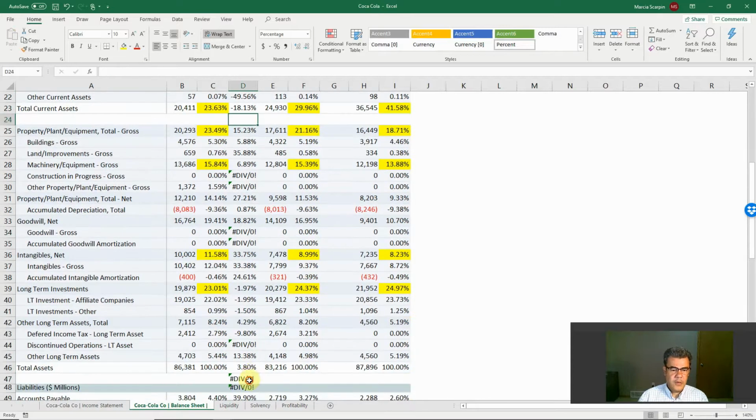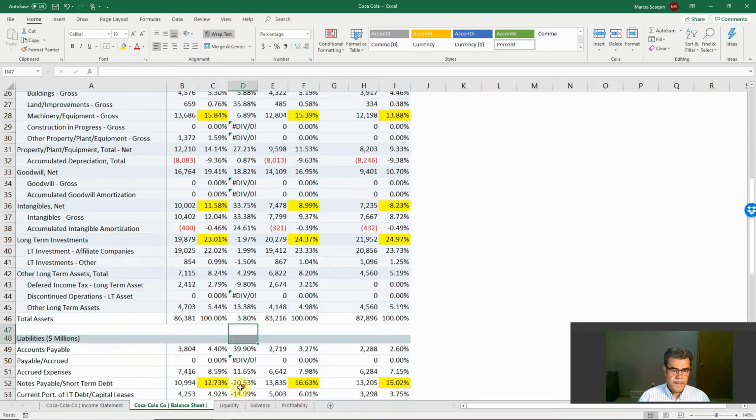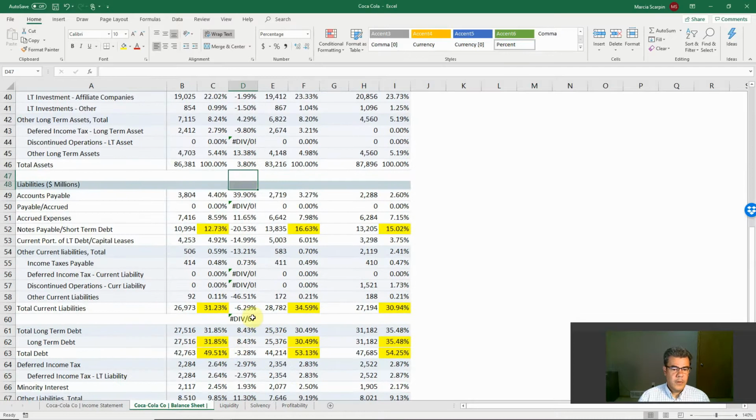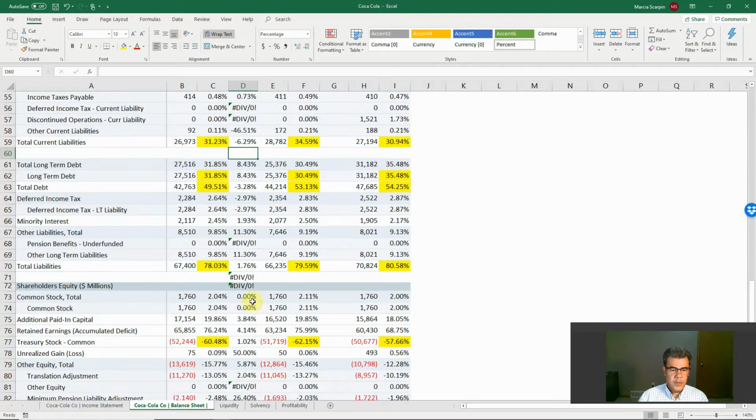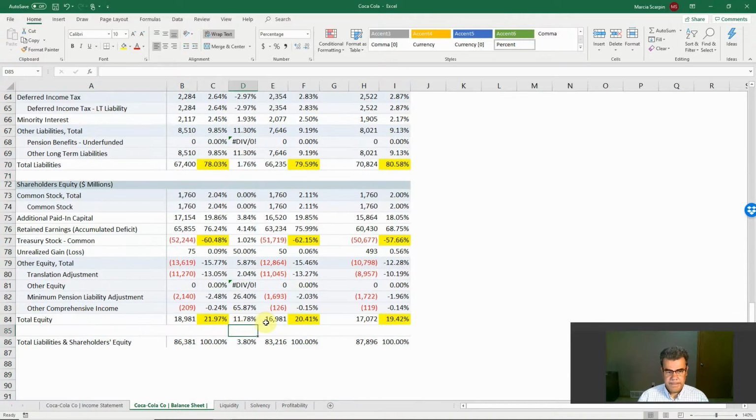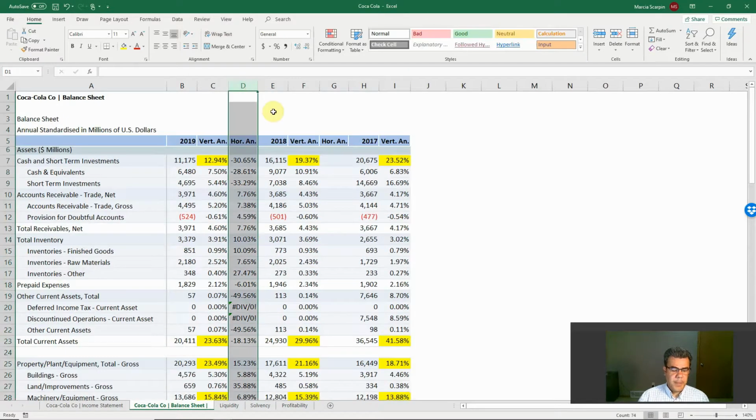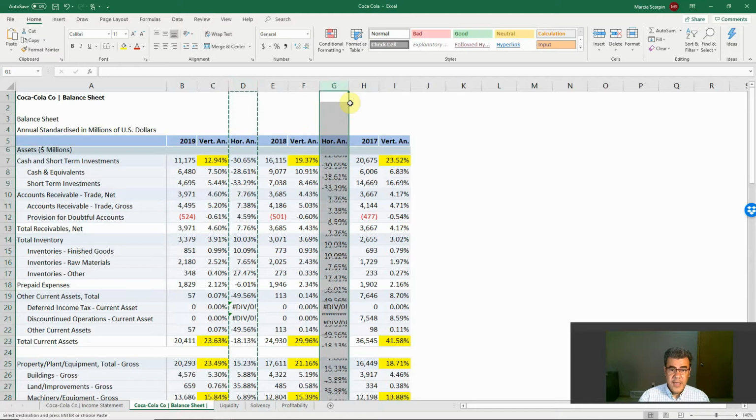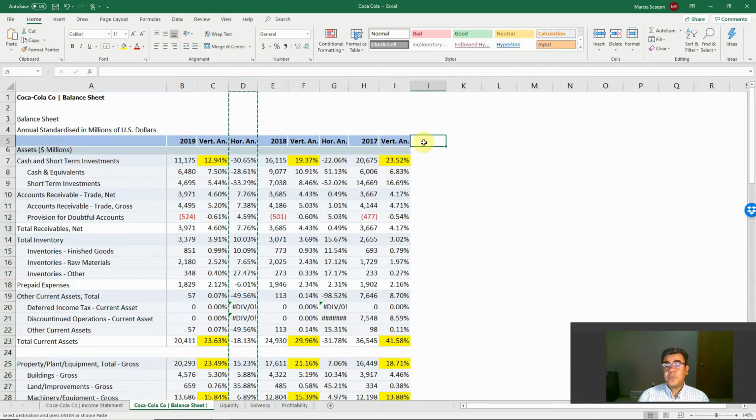Nothing here, nothing there, nothing here, here, and here. And now we copy and paste for 2018. And we don't have a horizontal analysis for 2017 because we don't have the prior year. So we will always lose 1 year. So that's why we usually take 3 years and then we use 2.